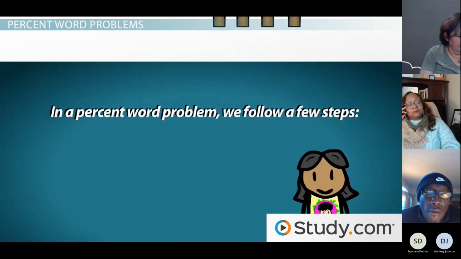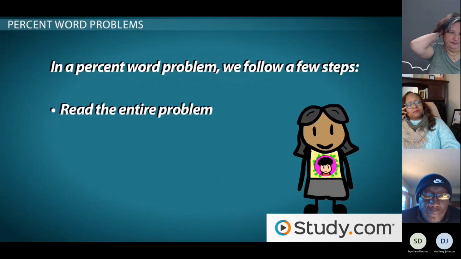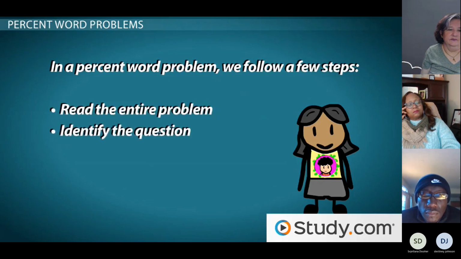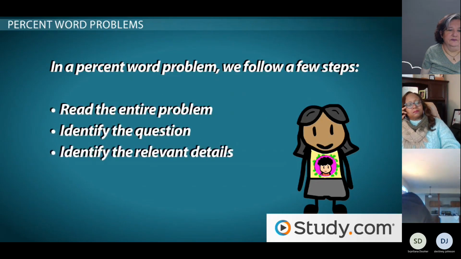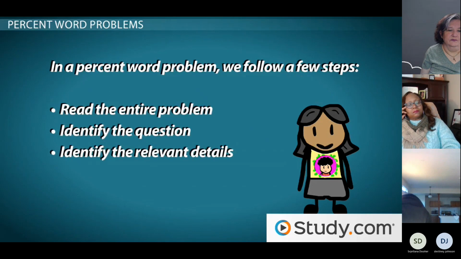In a percent word problem, we follow a few steps. First, read the entire problem. Makes sense, right? Next, identify the question. We can't solve it if we don't know what it's asking. Third, identify the relevant details. This can be the tricky part. We're looking for a few key things. We might see a percent, which is identified with this symbol, unless that's what we're trying to find out.